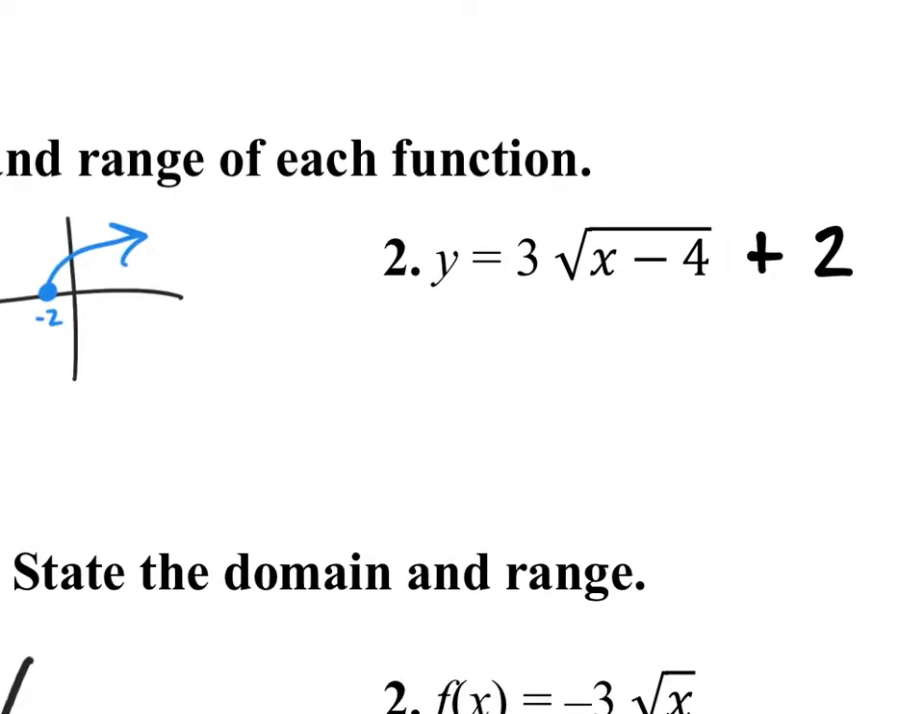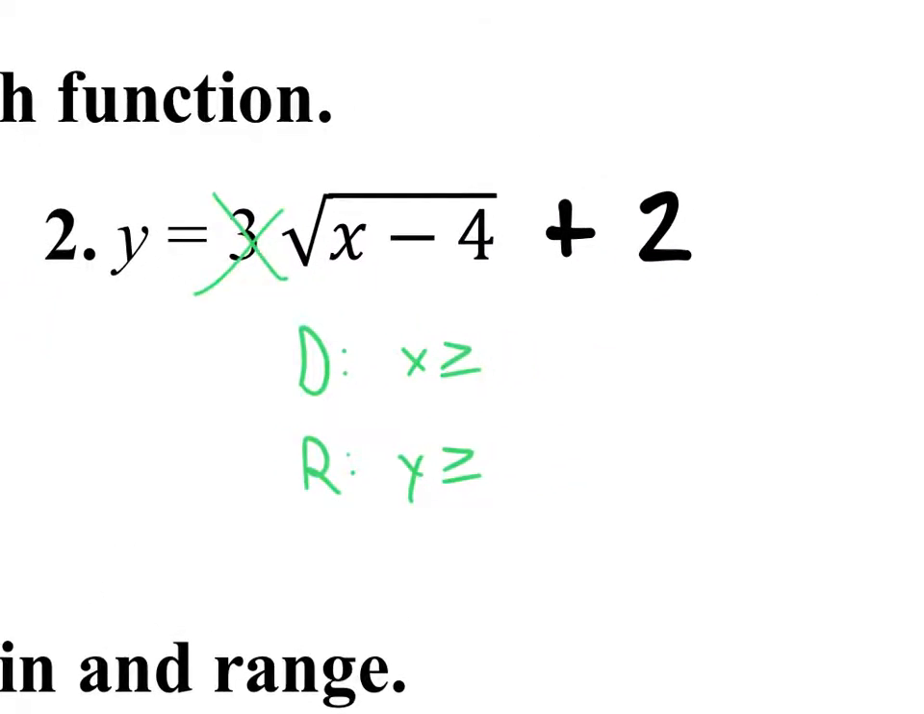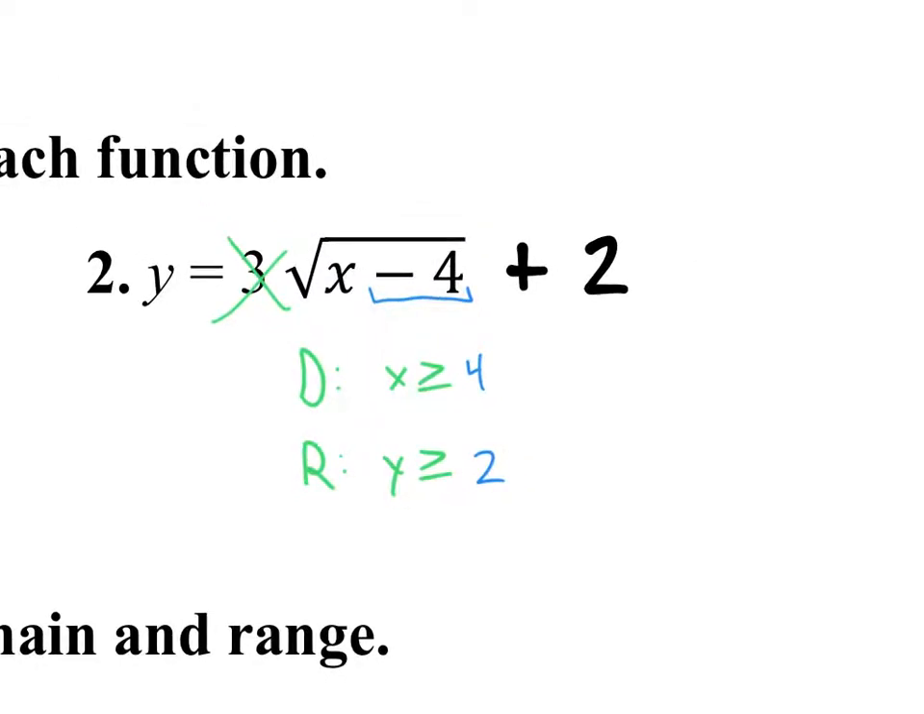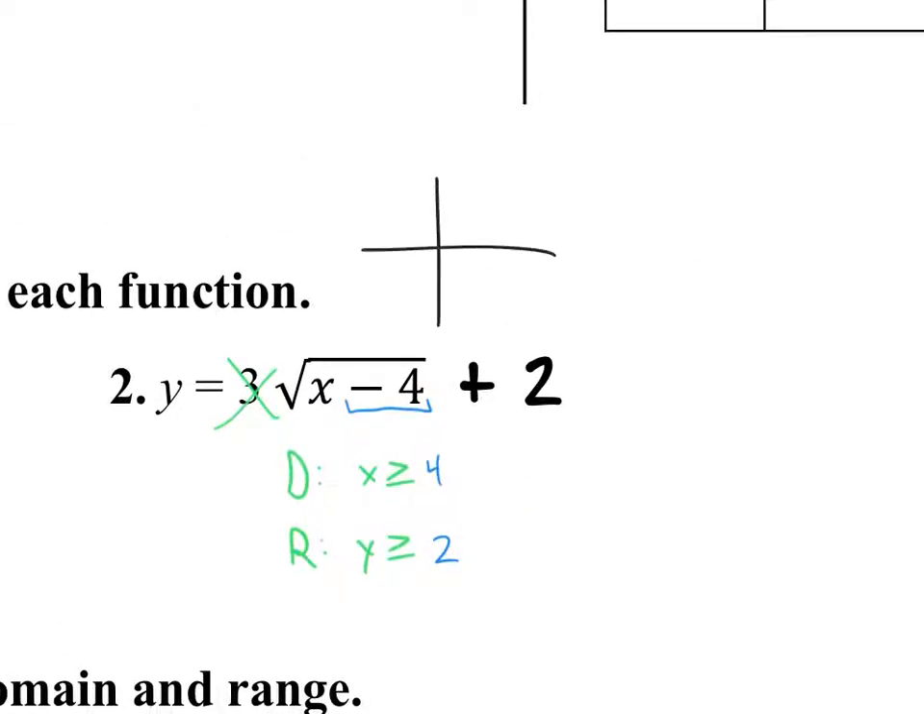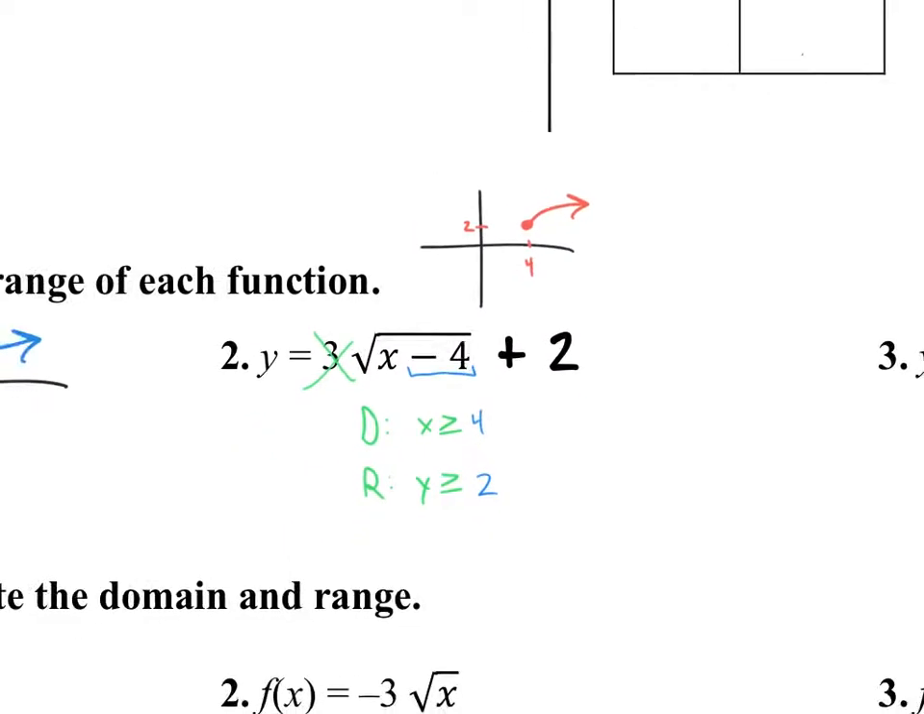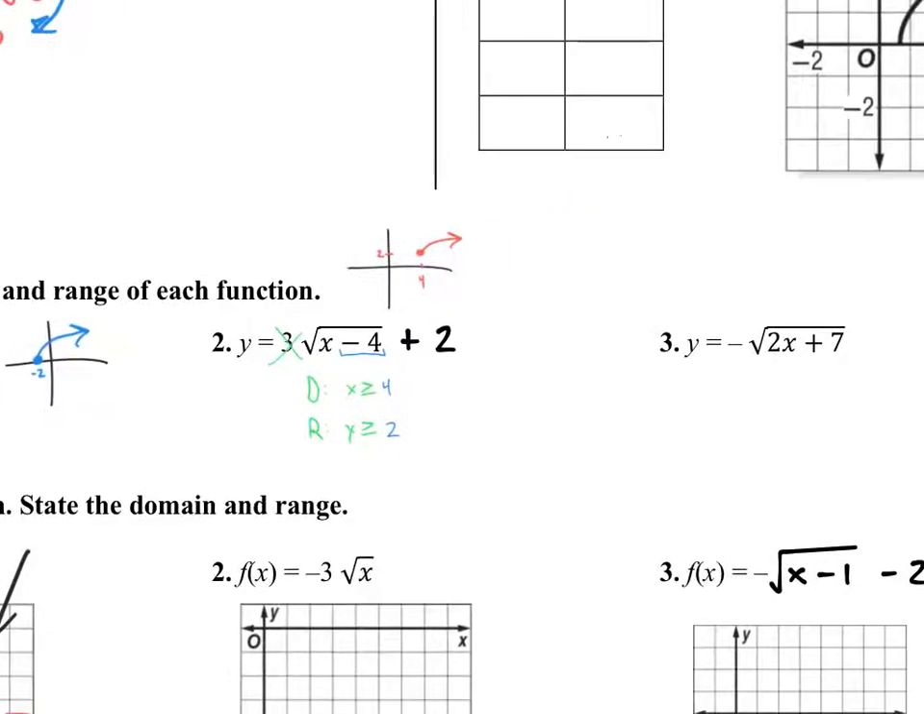Let's try this one. So we'll talk about domain and range. A values don't impact domain and range. They change how fast it grows, but not where it starts. The domain is always your h value, the opposite of what you'd expect. So this one would be 4, and then my k value on this one is 2. And what this would look like from a graphing perspective is that this one would move right 4 and up 2. And that's where it would start. So that's what changes our domain and range, those h and k values.